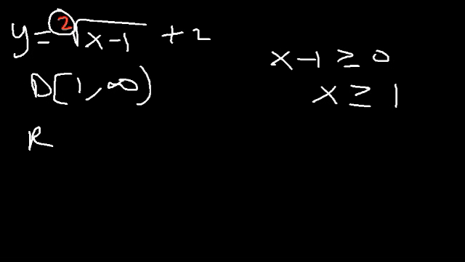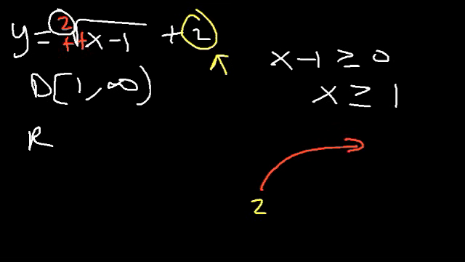Now to find a range, this number on the outside is important. If it's not there, the range is going to start at 0. But if it's there, the range is going to include 2. Because we have positive x and positive y, we know the function is increasing. So therefore, the lowest y value has to be 2 and the highest is infinity. So we could just say it's from 2 to infinity.